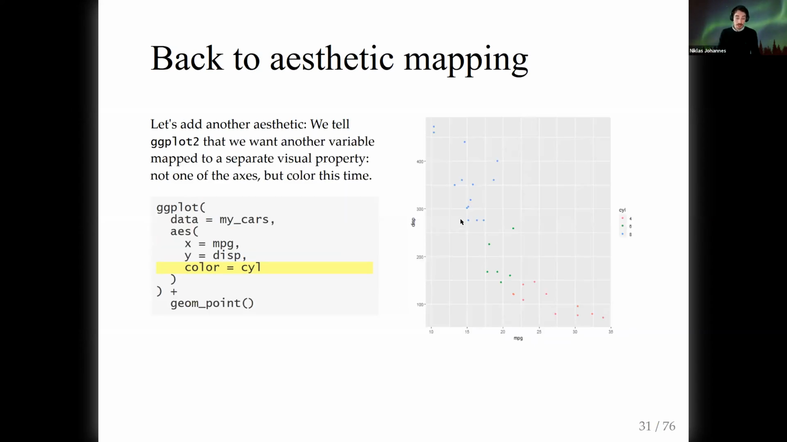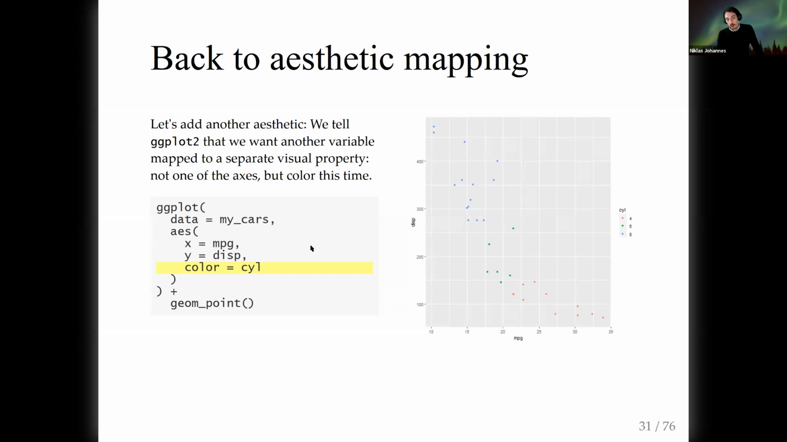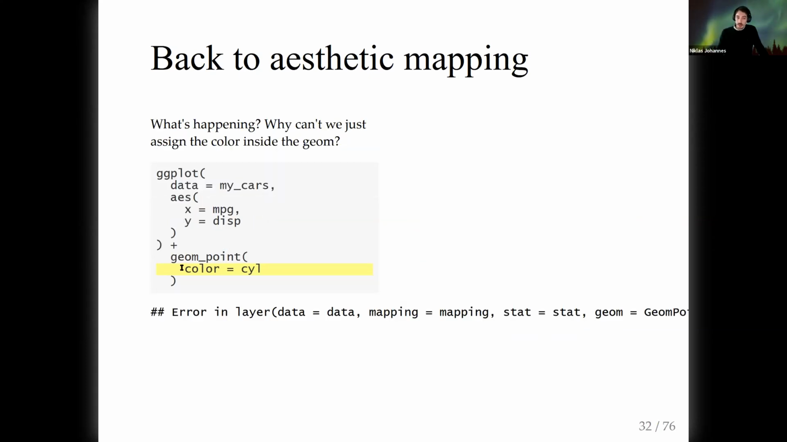And this is where, at least when I started, I made most of my mistakes, because I didn't really understand the aesthetic mapping. If you compare those two code chunks, instead of assigning color to a variable in the aesthetic mappings, I just thought, okay, there is a color argument for geom point. I'm just going to put it in there. And what happens then is what you see at the bottom. You're going to get an error. Why will you get an error?